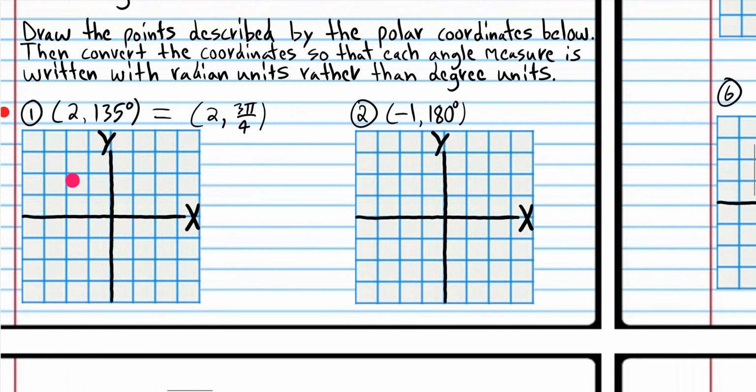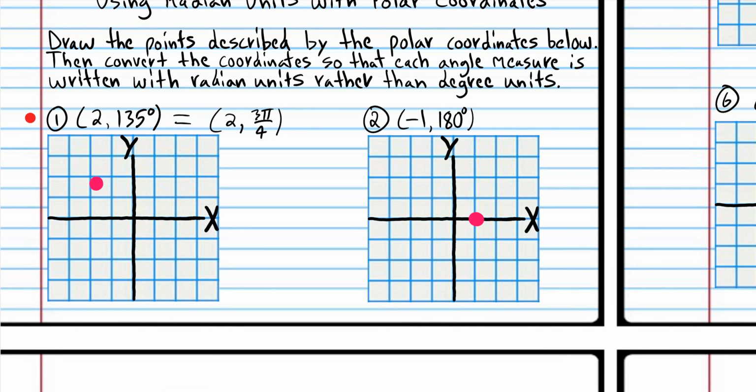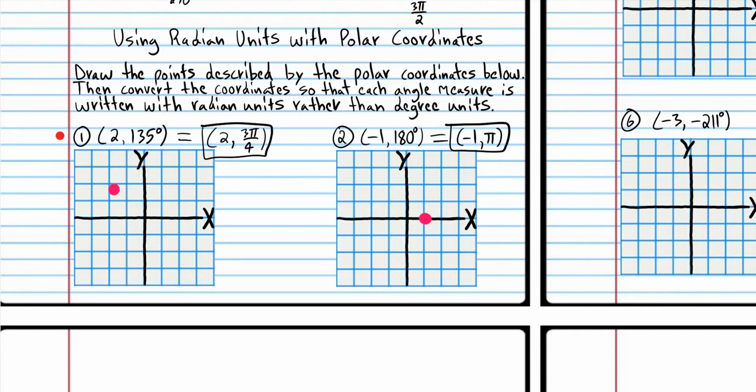So let's try another one of these. We're going to count to the left 1 unit, and then we're going to rotate counterclockwise 180 degrees, and that's going to put us right there. So that point would be roughly about there. I'm exaggerating the size of the dot there just so we can see better. So 180 degrees is pi. So the point is -1, pi.